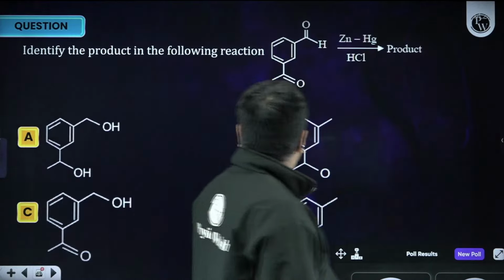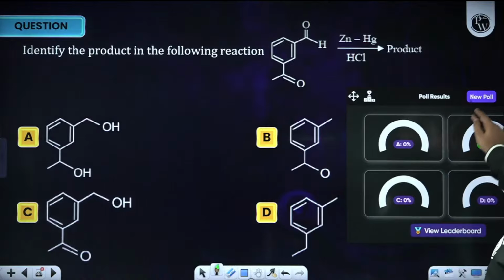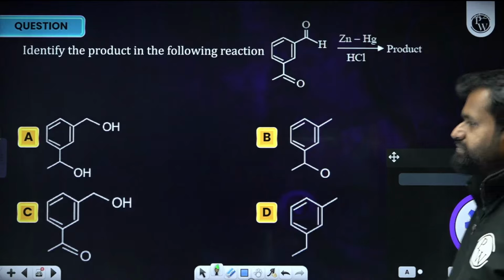Next question. Identify the following reaction product.